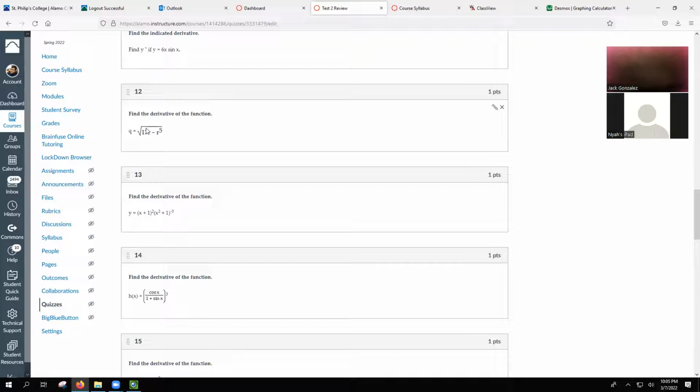Find the derivative of the function. They call it Q. I guess that's fine. They used to have a Q though. I don't like what they used to do.